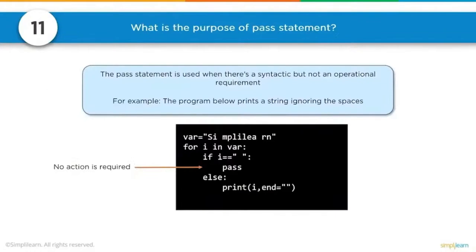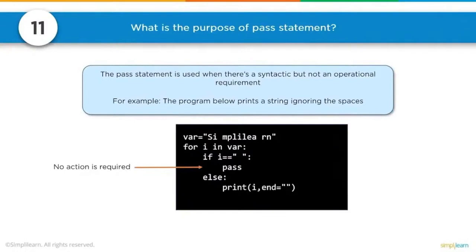Number 11, what is the purpose of the pass statement? The pass statement is used when there's a syntactic but not an operational requirement. For example, the program below prints a string ignoring the spaces. And so here we have variable equals simply learn. We've added 2 spaces in it.